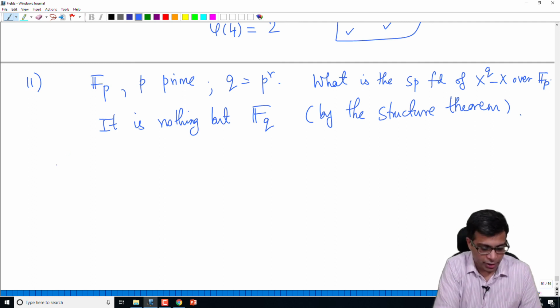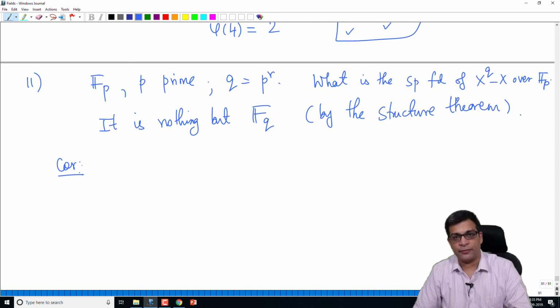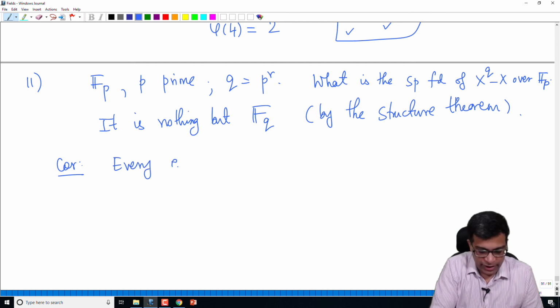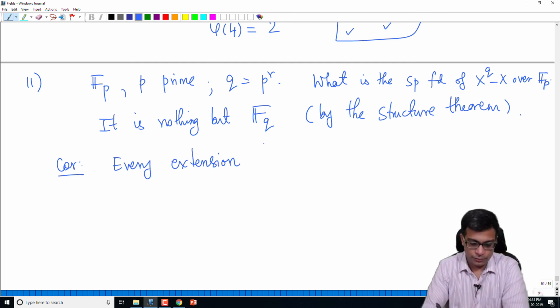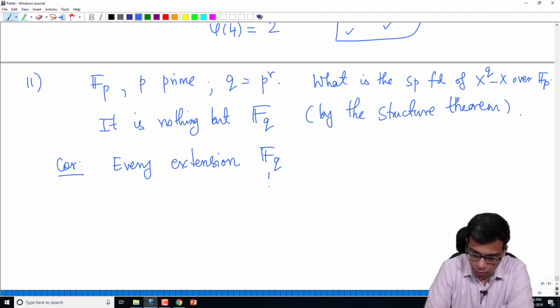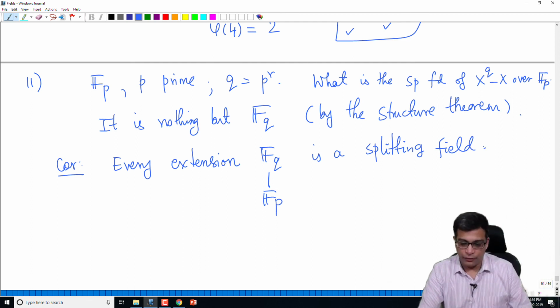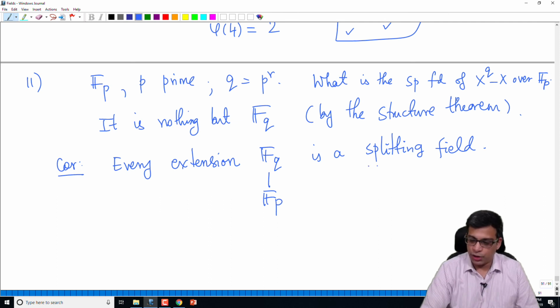So this is an interesting corollary of this exercise. Remember, one of the parts in the structure theorem says that F_q consists of roots of x^q minus x, and every element is a root of that. So F_q is a field where this polynomial x^q minus x splits completely and F_q is generated by those roots. So it's a splitting field. That means every extension F_q over F_p is a splitting field. That's a nice statement, right? Because this argument shows that every F_q is actually a splitting field.